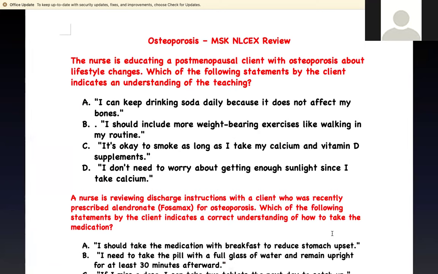And this is educating a post-menopausal client with their osteoporosis about lifestyle changes. Which of the following statements by the client indicate understanding of the teaching?